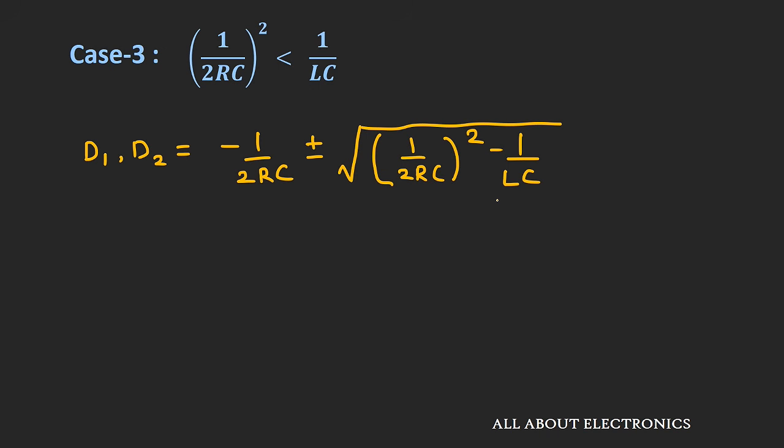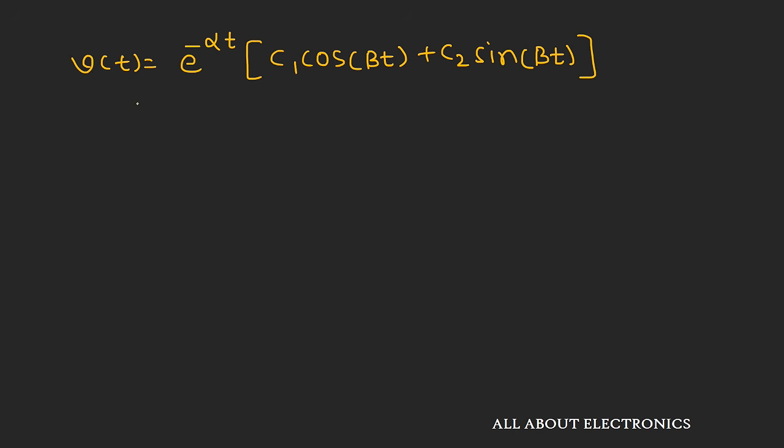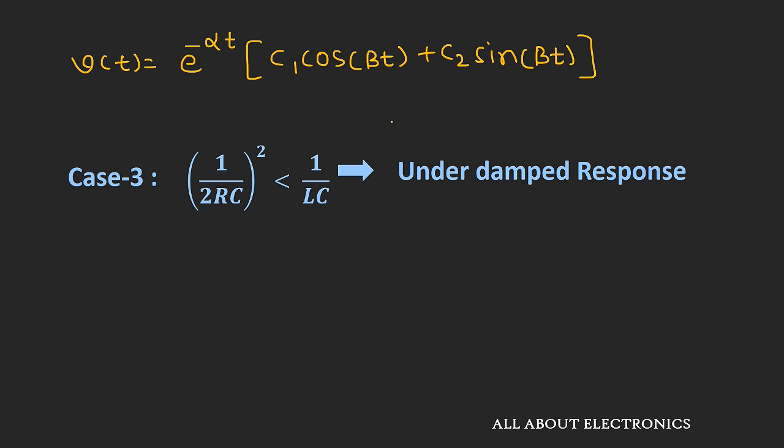Similarly, for the third case, where this (1 over 2RC) whole square is less than 1 over LC, then we will have complex conjugate roots, and d1 can be given as minus alpha plus j beta and d2 can be given as minus alpha minus j beta. So these will be the two complex conjugate roots for the given equation. In the solution, V of t can be given as e to the power minus alpha t into (C1 cos beta t plus C2 sin beta t). So this will be the solution for the case when the roots are complex conjugate, and in this case the response can be known as the underdamped response.